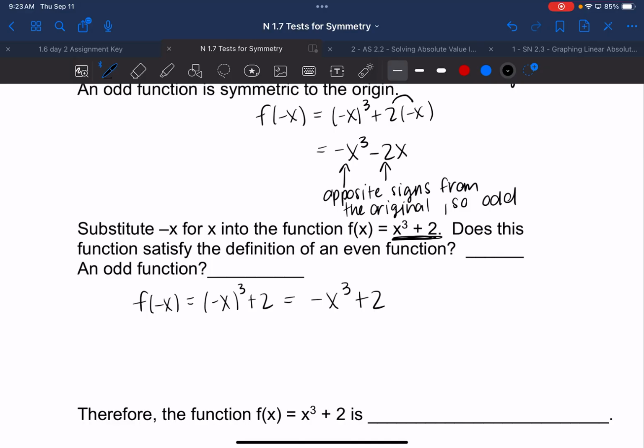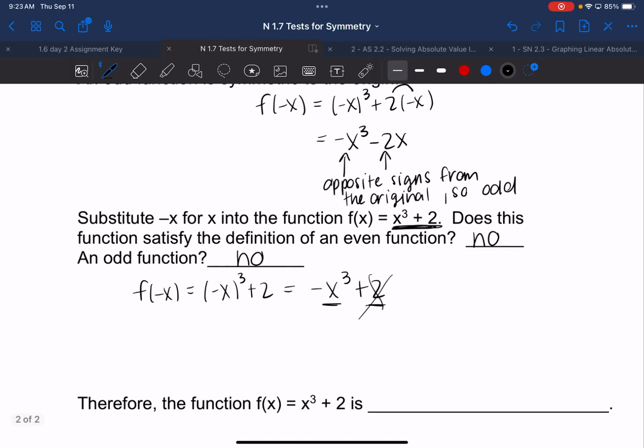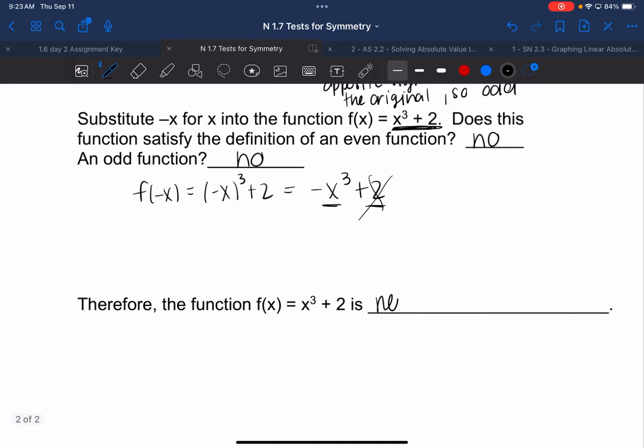Okay, does it look identical to its original form? So is it even then? No, because for it to be even, remember we said it has to look identical to the original. But it also is not the exact opposite of it either, right? This part is, but this part is not. So it also does not meet the definition of being odd either. So this one would be considered neither even nor odd, okay? So therefore, this function is neither even or odd.